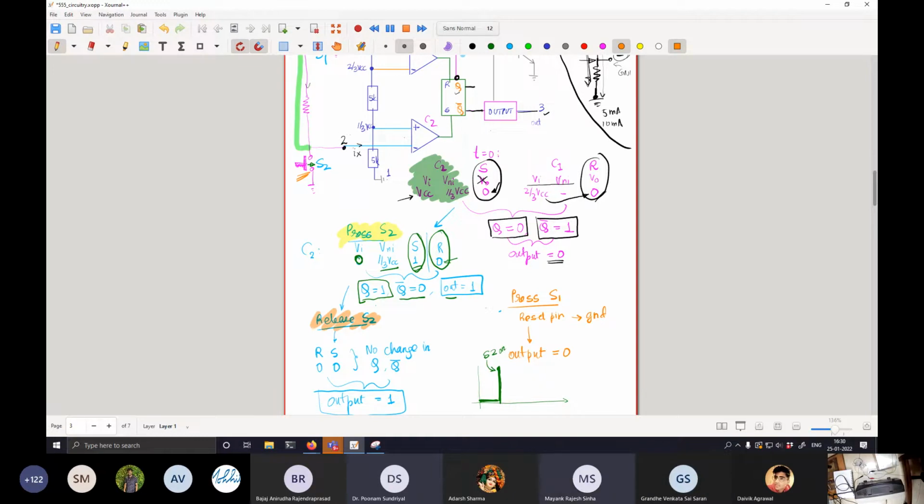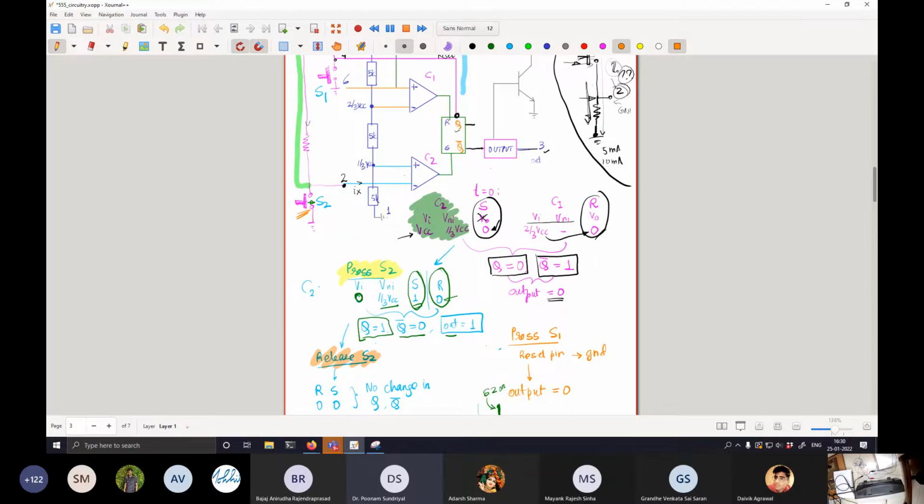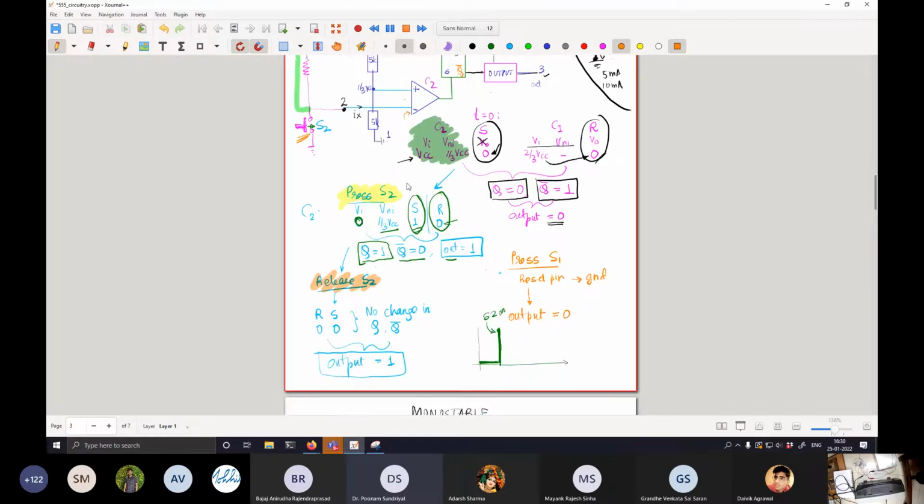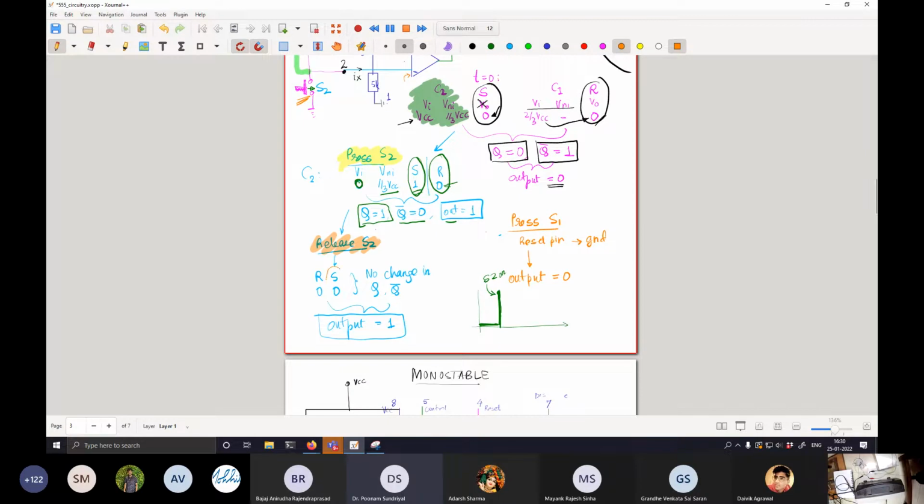So point number two. Very good. So point two goes to high. Point two, which is the inverting pin of comparator two, becomes equal to VCC. But the non-inverting pin is still 1/3 of VCC. Because the inverting voltage is larger than the non-inverting voltage, the output of comparator 2, that is the input to S, becomes equal to 0. It goes to 0. But R is always 0.